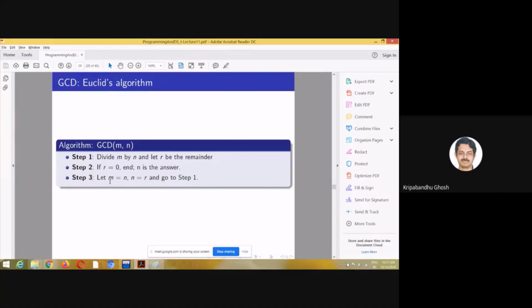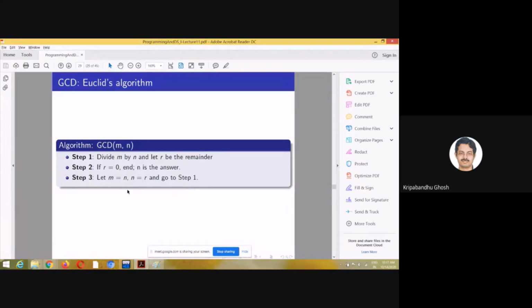What you do there is assign n to m and assign r to n and go to step 1. You continue this until r becomes 0, and it can be proven that r will become 0, however large the numbers m and n are. This algorithm is proven to converge.